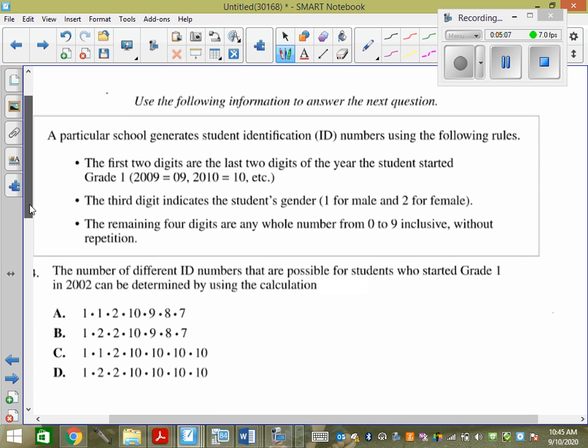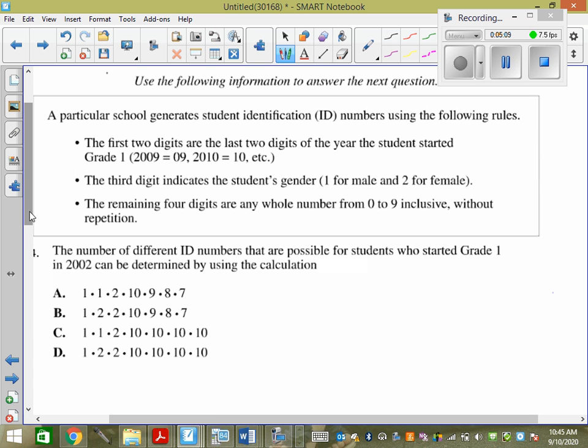Guys, not today. A particular school generates student identification ID numbers using the following rules. The first two digits are the last two digits of the year the student started grade 1.